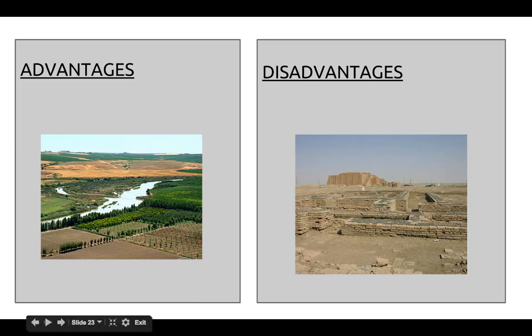So think about the good things and the bad, and see if you can come up with 3 different things that were good and 3 different things that were bad about living in Mesopotamia. Please press pause and give yourself a minute or two to come up with as many as you can. After you do that, you can check your work by going on in this video.